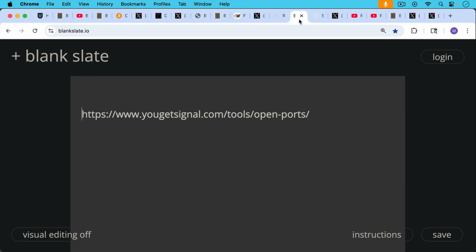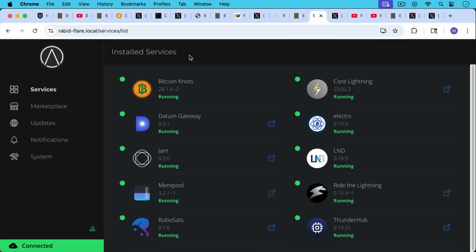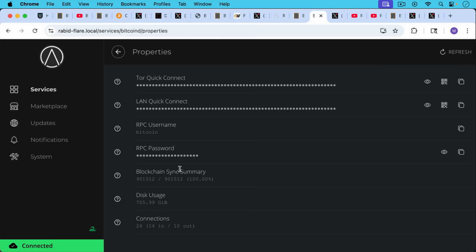There's another way to check on it if you're using Start9 or Umbrel. I'll show you inside my Start9 services how I do it. I go inside of Bitcoin nodes, and then you scroll down here to properties. And then down here we can see connections, and I have 14 connections coming in, 10 going out. So I'm clearly allowing incoming connections. This implies that my port 8333 is open and that I have listen set to one, which is the default.